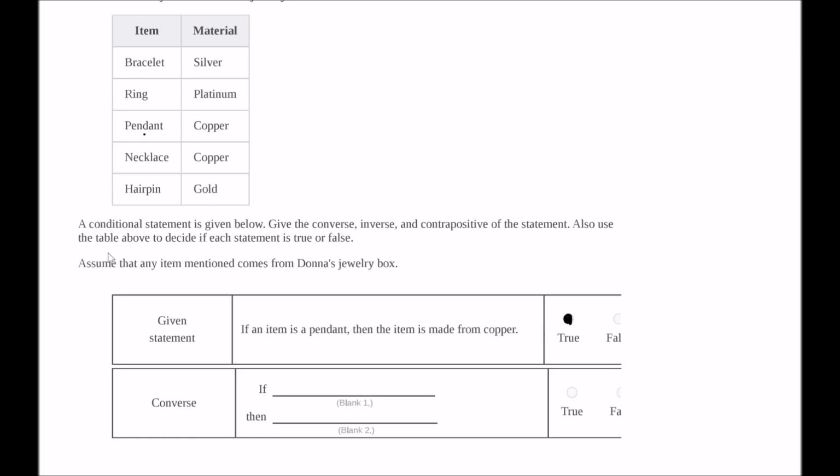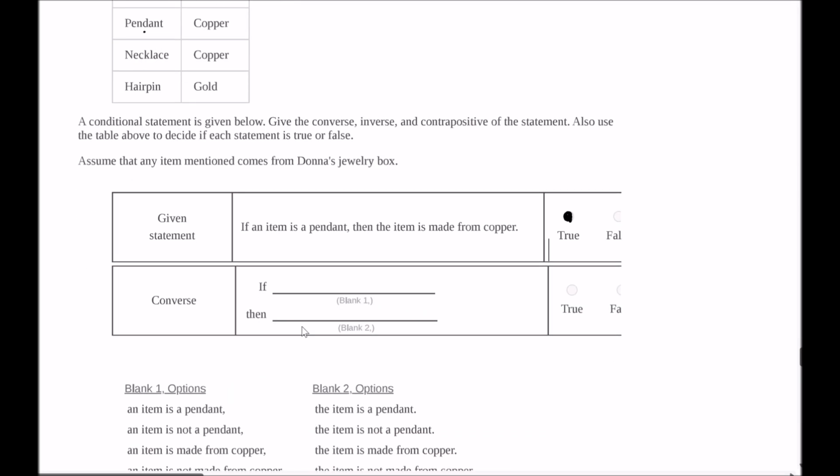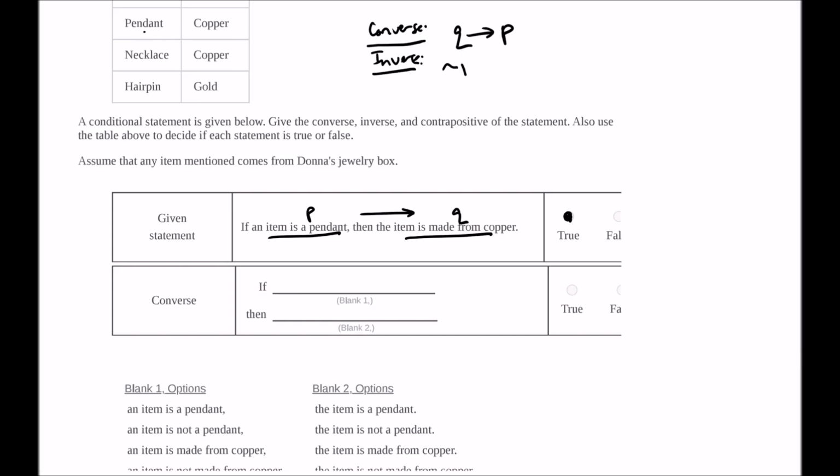Now it says we're going to do the converse. Remember that this is P and this is Q, so it's P implies Q. That's the original. The converse is when you switch the two statements, so Q implies P. The inverse is when you negate the original statement, so you negate both the P and the Q.